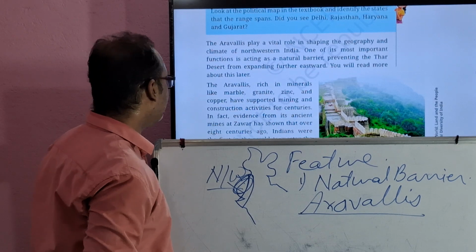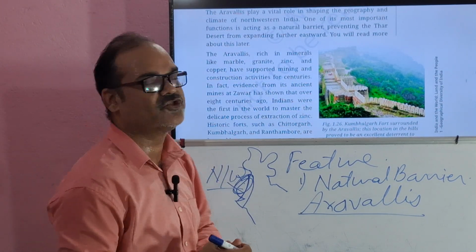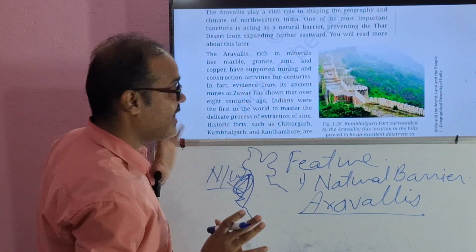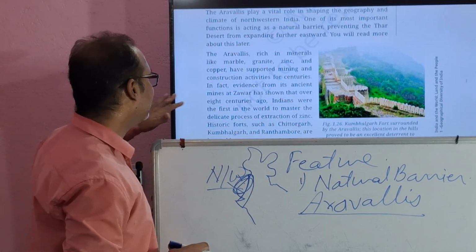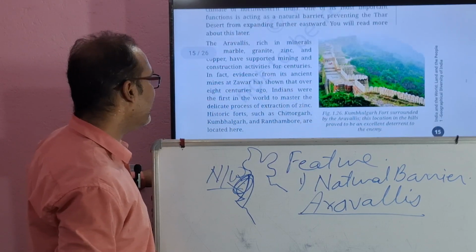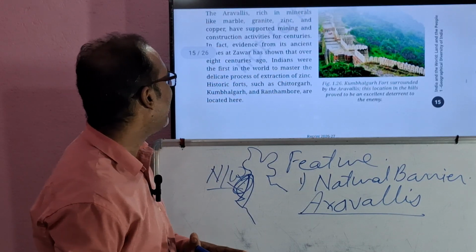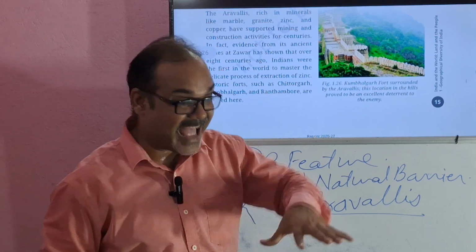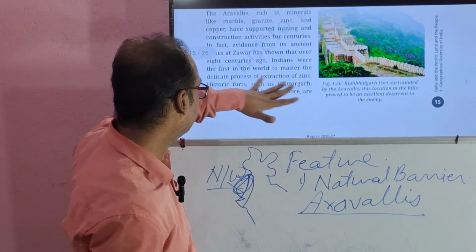The Aravallis, rich in minerals like marble, granite, zinc, and copper, have supported mining and construction activities. So many minerals are found in the Aravallis, and it has been so for many centuries. In fact, evidence from its ancient mines at Zawar has shown that over 8 centuries ago, Indians were the first in the world to master the delicate process of extraction of zinc.